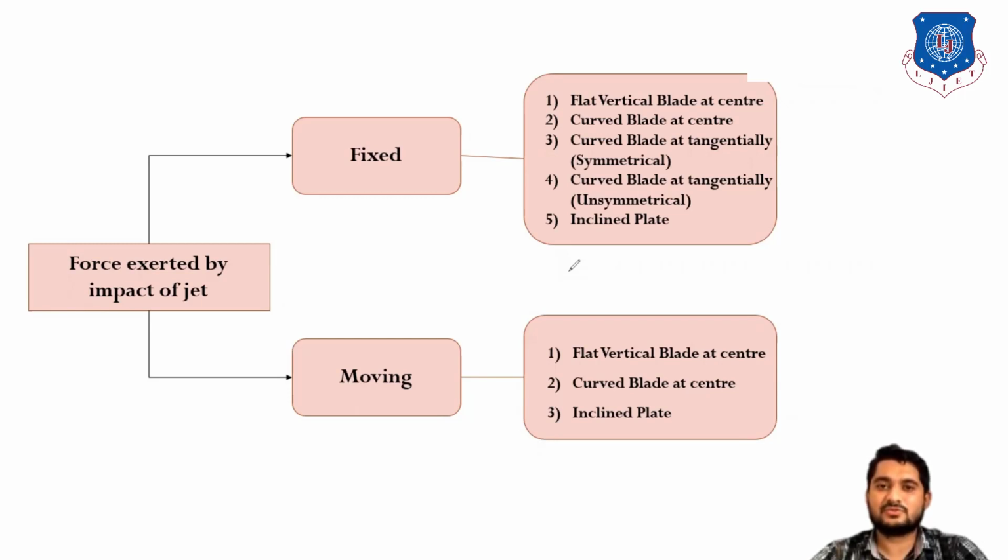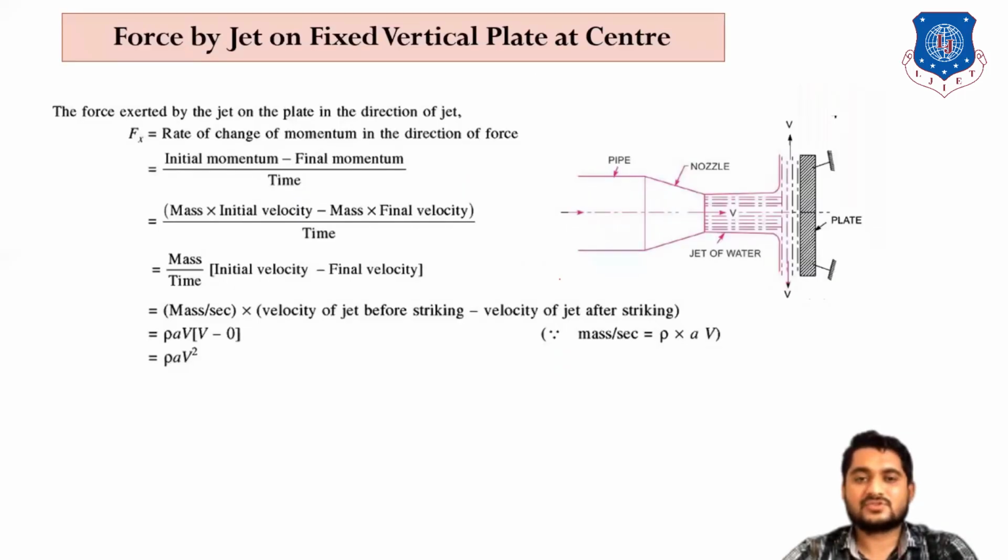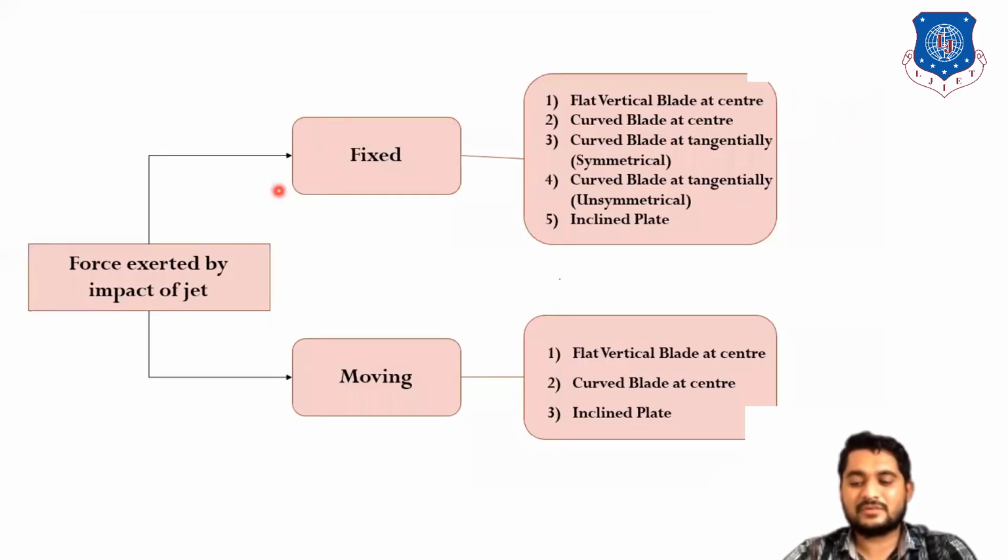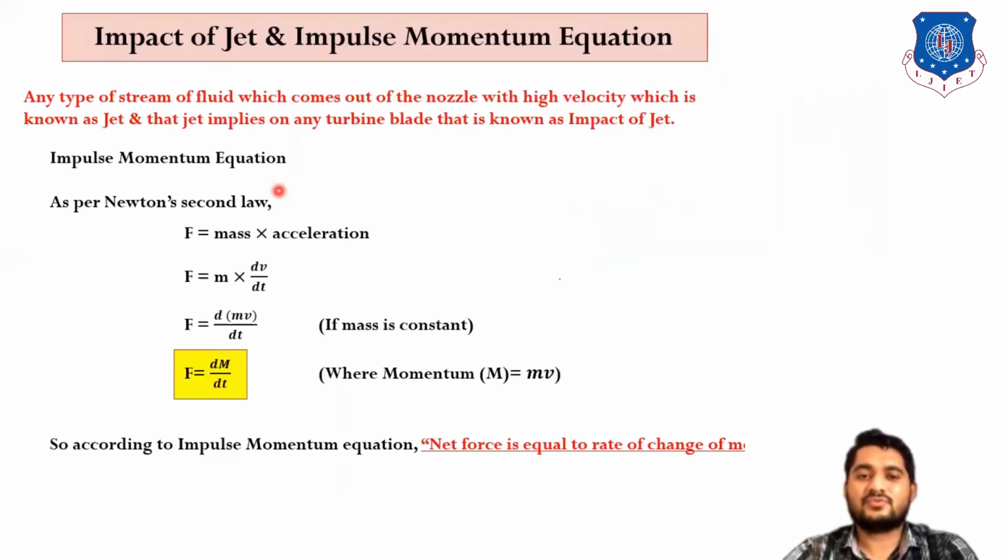Myself, Professor Dhruv Patel. In our last lecture, we learned about impact of jet: what we mean by impulse momentum equation, and force exerted by jet on various types of flat plates or fixed plates. First of all, we derived the impulse momentum equation. What do we mean by it? Force is equal to dm by dt, that means force is equal to rate of change of momentum.